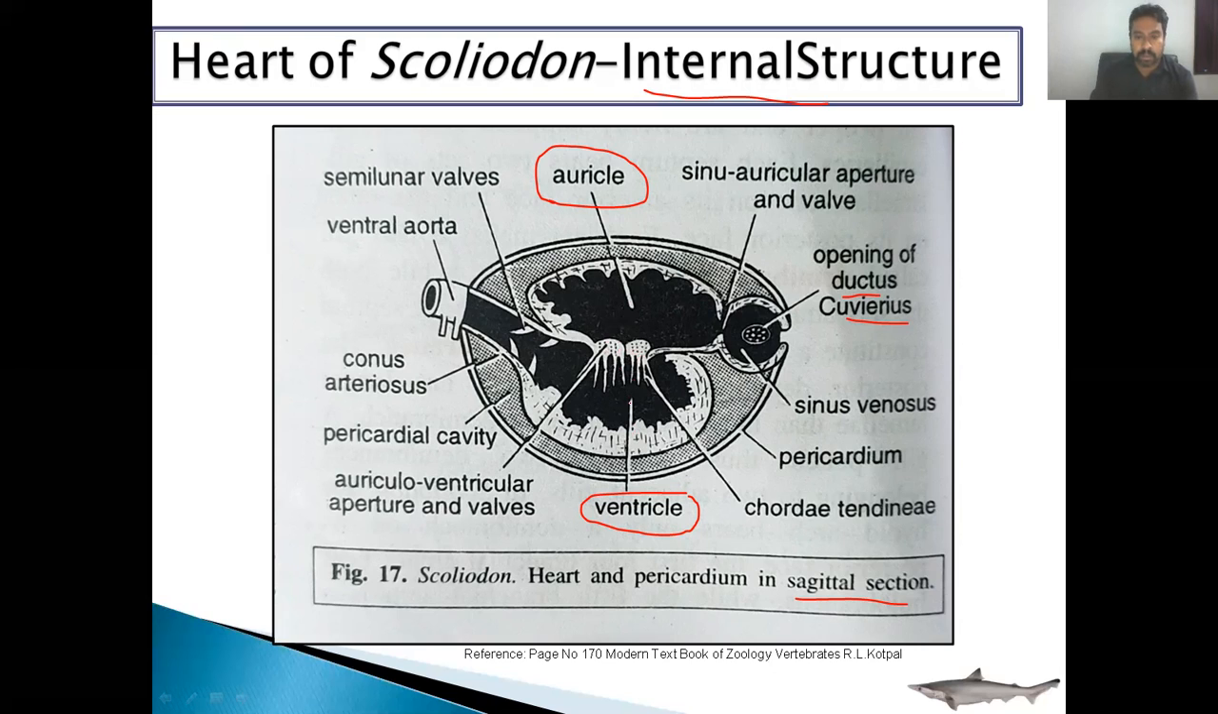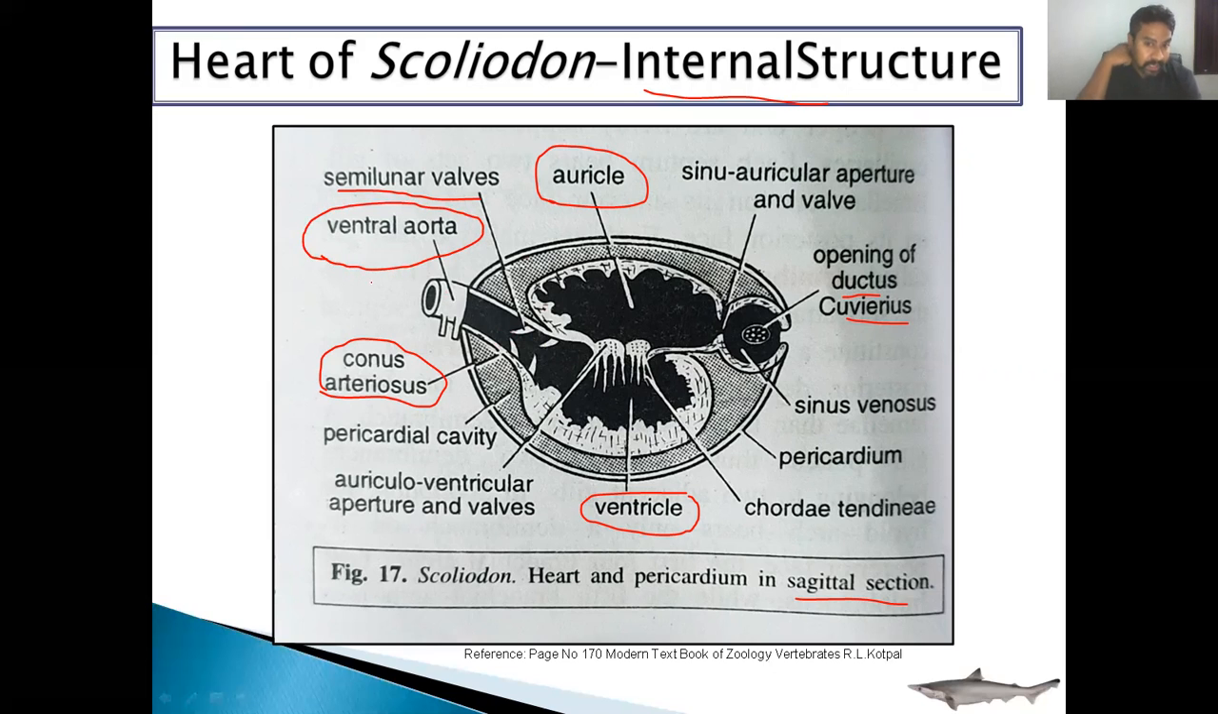Now if you see the section of the ventricle, the wall is very thick, and this ventricle continues to the conus arteriosus, which is the fourth chamber, an accessory chamber. This conus arteriosus has two rows of semilunar valves, with three valves in each row, and it extends forward in the form of the ventral aorta, which goes to the gills for the purpose of aeration.